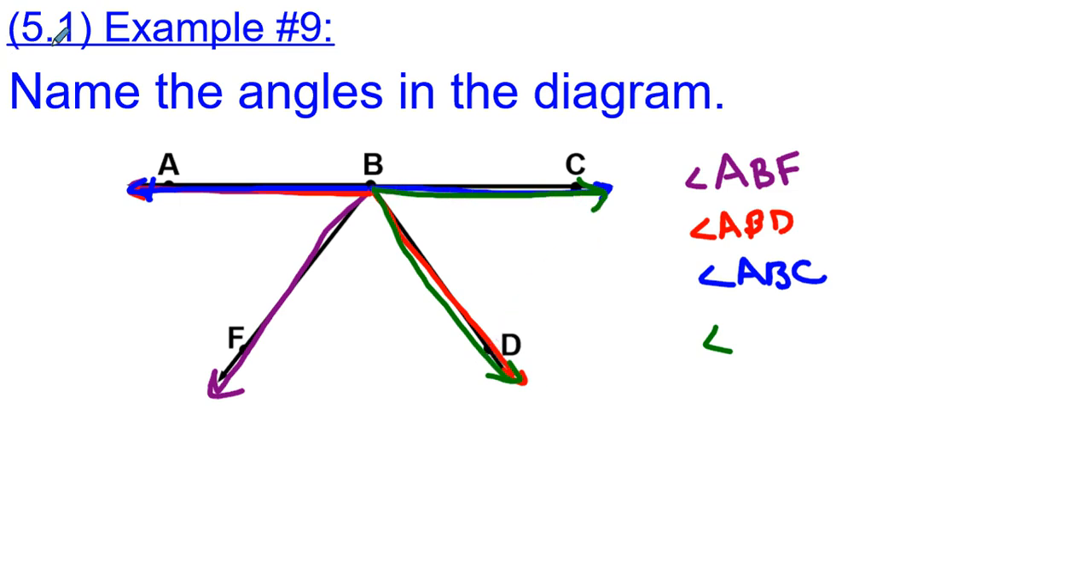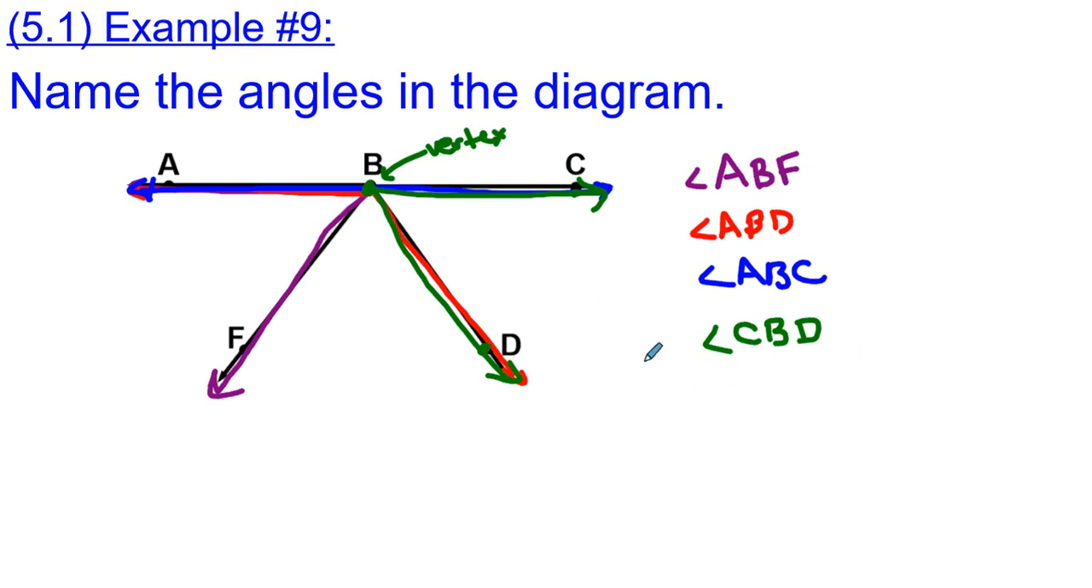So when I said alphabetical order, what I meant is go in alphabetical order with the 2 points that are not what's called the vertex. The vertex is where the 2 rays converge. So this is called the vertex. So go in alphabetical order with, in this one, A and F, A and D, A and C. And on this one, C, B is the vertex. I'll put that right in the middle, and then D. So C and D are the 2 letters that I need to have in alphabetical order. All right, so CBD is another one.